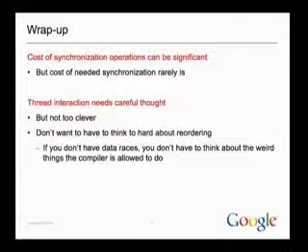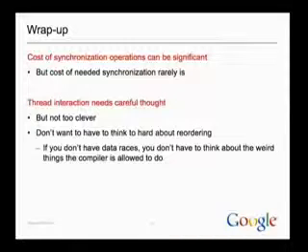And just a couple of slides to wrap up. The cost of synchronization operations can be significant, but usually just what you need to get it right is not really all that significant. Again, something like the volatile field, where the reading is free. Thread interaction needs careful thought, so this is the tricky balance. You need to make sure that your threads are interacting correctly, but you don't want to be too clever about it because then you're going to kick yourself in the rear.